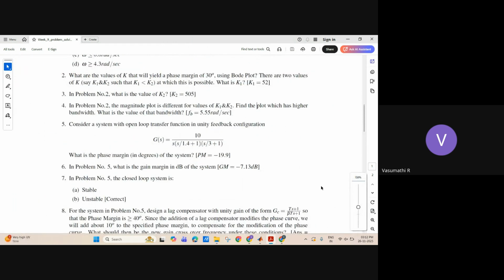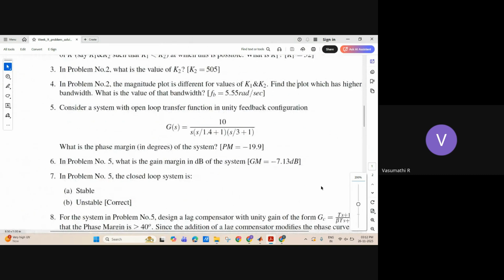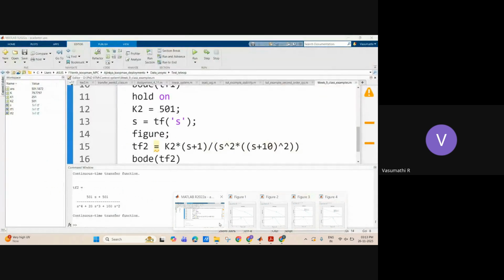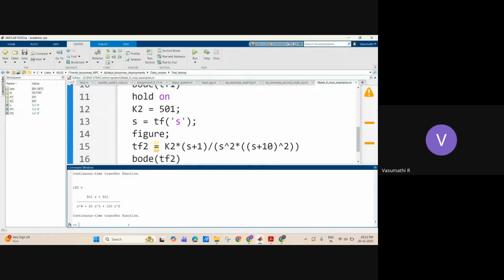Then consider a system, fifth question. Consider a system with open loop transfer function in unity feedback configuration. What is the phase margin of the system? So how do we find the phase margin? We know the formula and all, but in MATLAB, as I said for the first problem, you'll just look for all stability margins. If you turn it on in the bode plot, you will get it. I'm just closing all the figures.